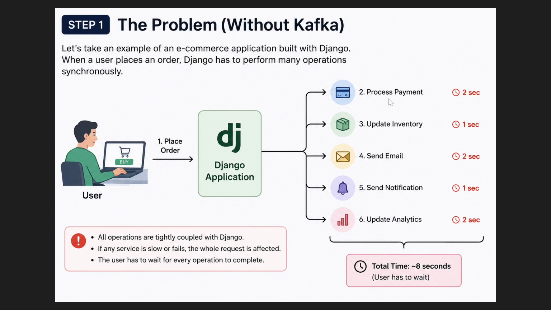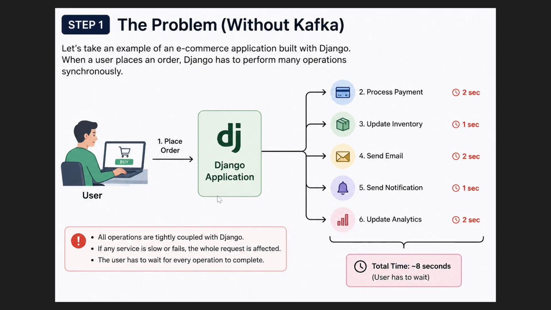Suppose this process takes 2 seconds, this 1 second, this 2 seconds, 1 second, and 2 seconds. So the whole thing takes, suppose, 8 seconds. Then the user has to wait overall 8 seconds to get the response of this order creation API. So the wait also increases, and if any of the services is slow or fails, the whole API request will be affected. So that is the problem.